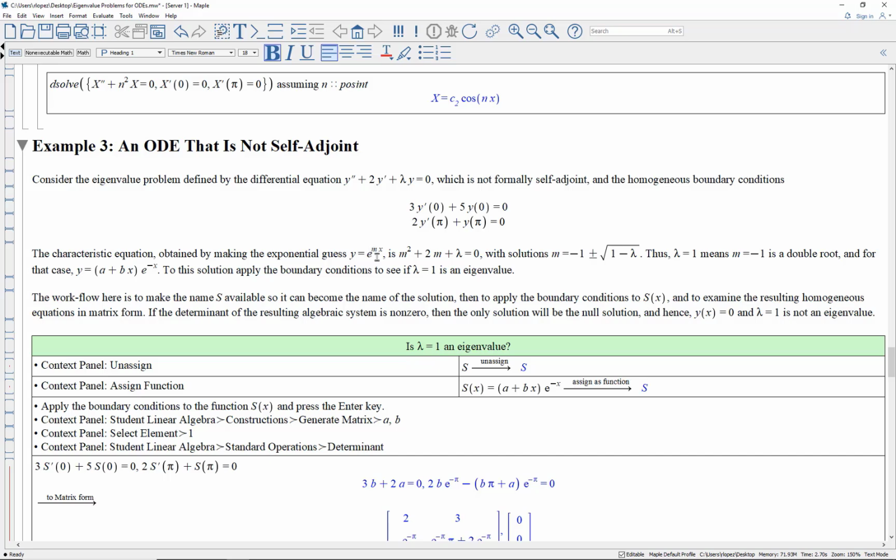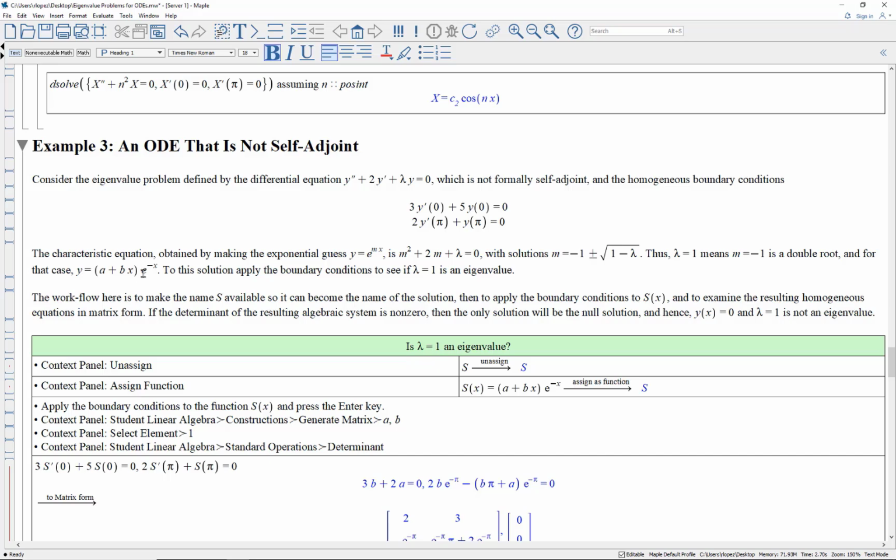Following the same set of steps, we want to get the characteristic equation, so we make the exponential guess. Here is your characteristic equation. You solve for m, and you notice that if lambda equals 1, this drops out, and you have a double root, m equals minus 1, for which the solution is then e to the minus x, once and twice. The second time you put the x in front of it.